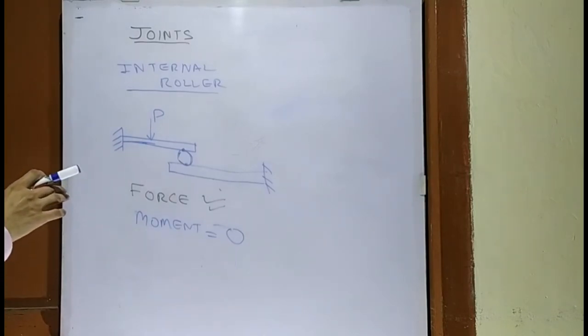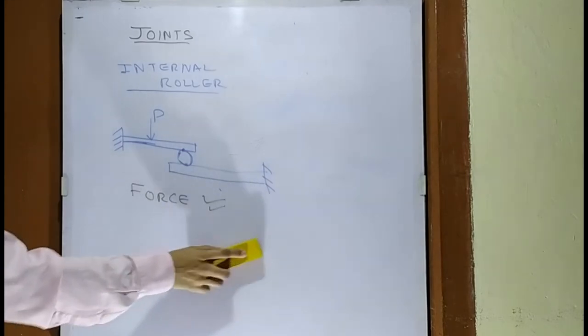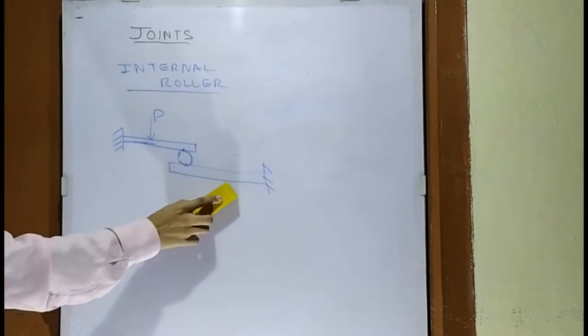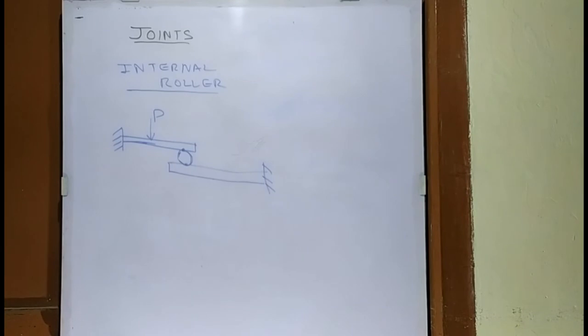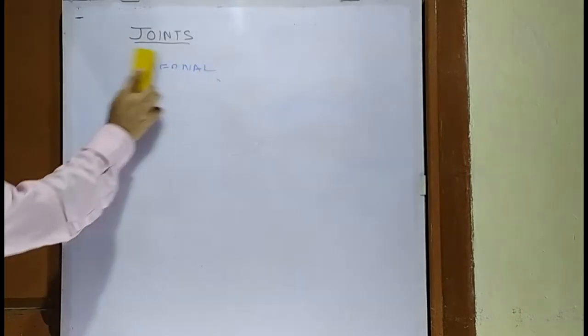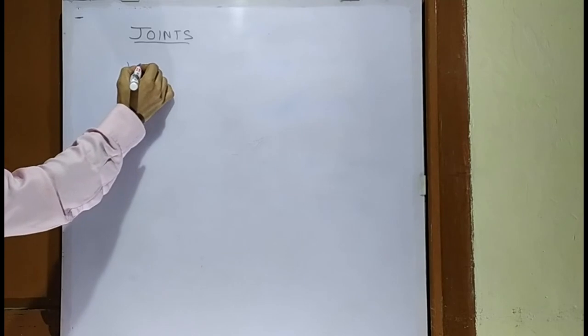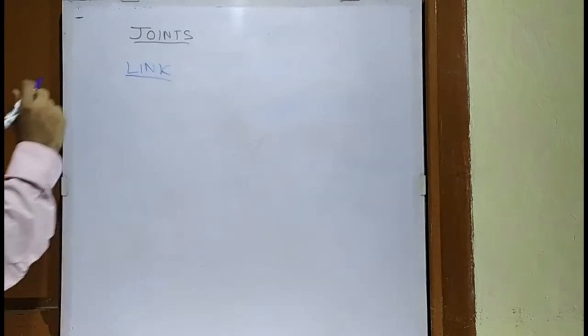So this was our internal roller, and it is a very important support. We may see this support in our practical life. Now we will move on to our next and last type of joint, which is a link. We can consider the link support in this figure, or we will just draw a new figure so that there is not any confusion. The last type of joint is link.